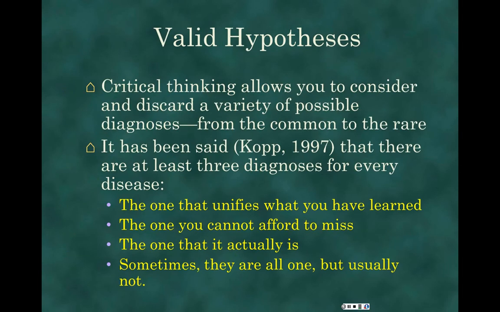Critical thinking allows you to consider and discard a variety of possible diagnoses, from the common to the rare. According to Kopp, there are at least 3 diagnoses for every disease: the one that unifies what you've learned, the one you cannot afford to miss, and the one that it actually is. Sometimes they are all one, but usually not.